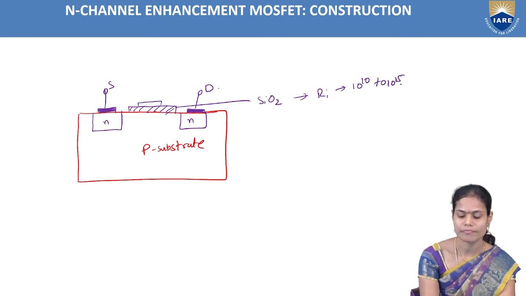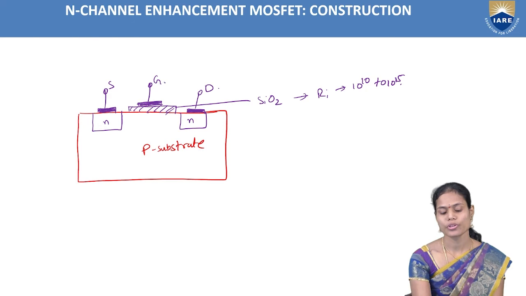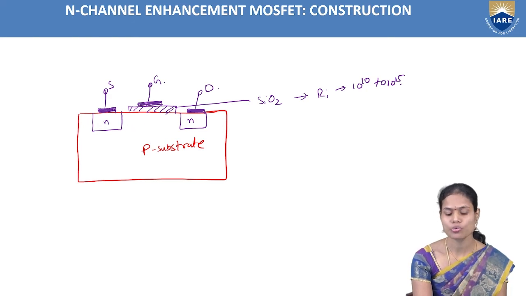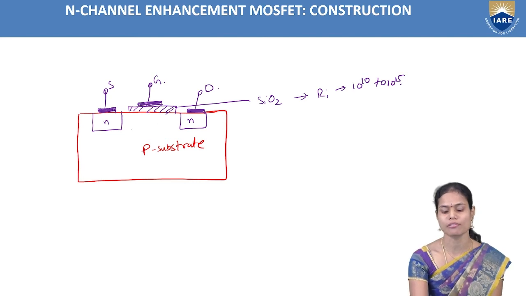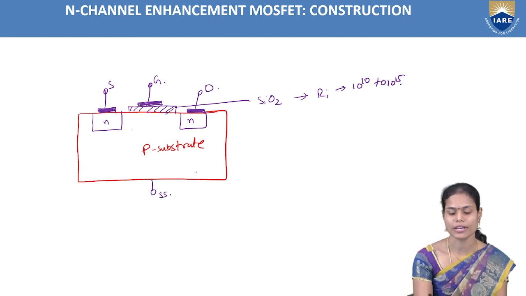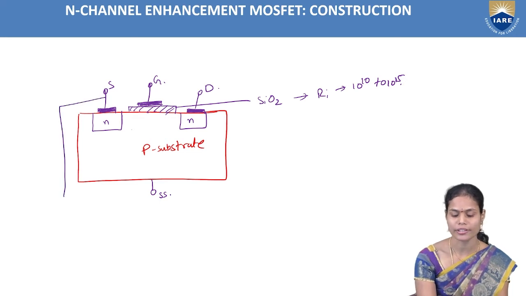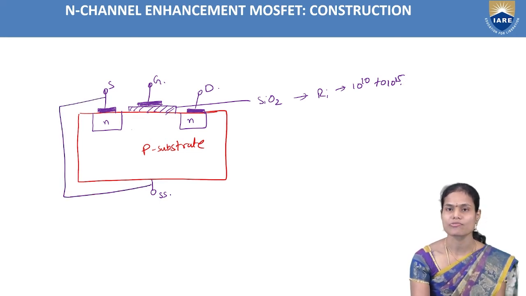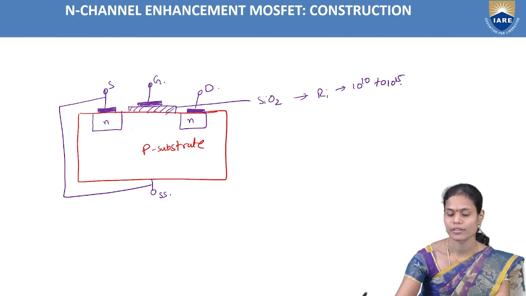And upon this we are providing again the metal layer. This indicates the gate terminal. So here if we observe, there is no physical channel between the source and drain terminals in the case of enhancement MOSFET. Again here also we can tie this substrate as well as source terminals, so we can make it a normal source terminal. So this is the construction of the enhancement MOSFET. There is no physical channel.